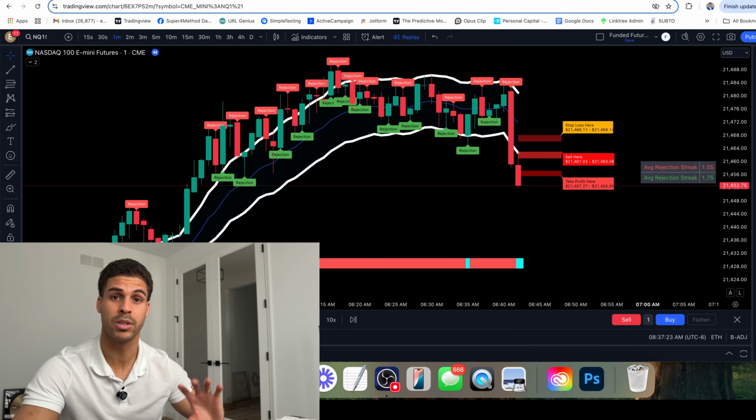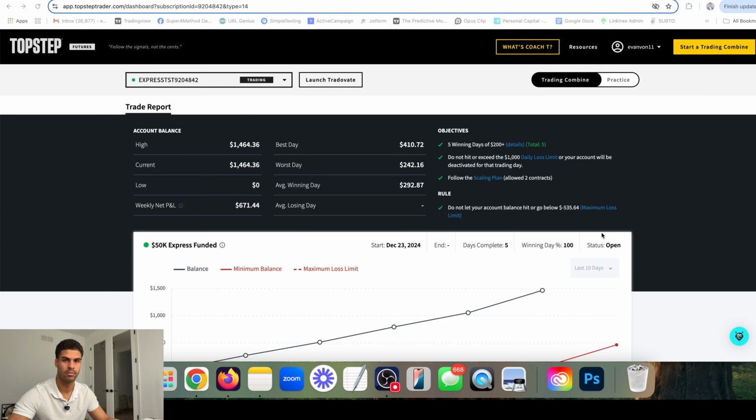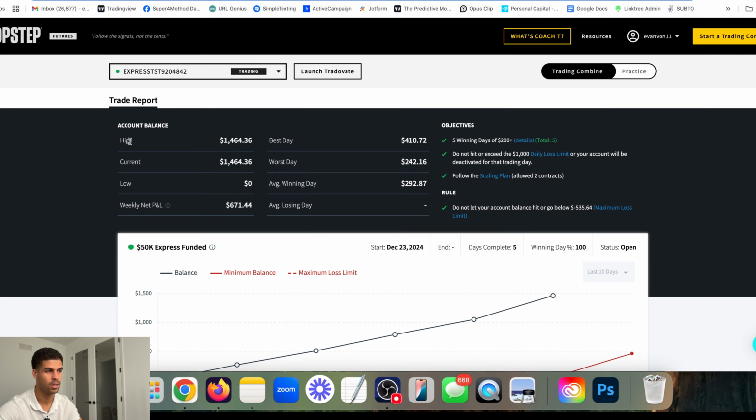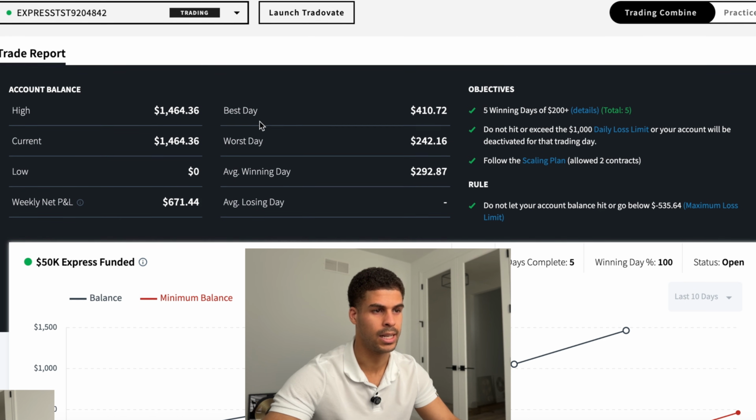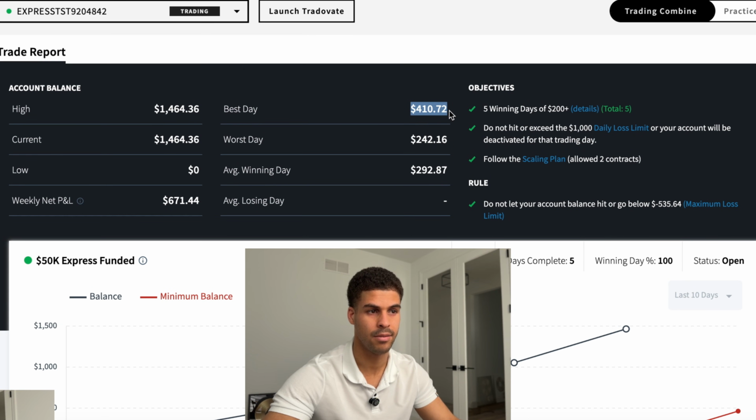Now let's look at some of the results so you can verify everything I'm saying. Okay, we're on our Topstep trader dashboard. Let's take a look at these results so again, you can verify what I am saying. Account high is 1464. That's where we currently are right now. Our best day was 410 profit. Usually trading about one, maybe 2 contracts, but that trade was a 1 contract trade.